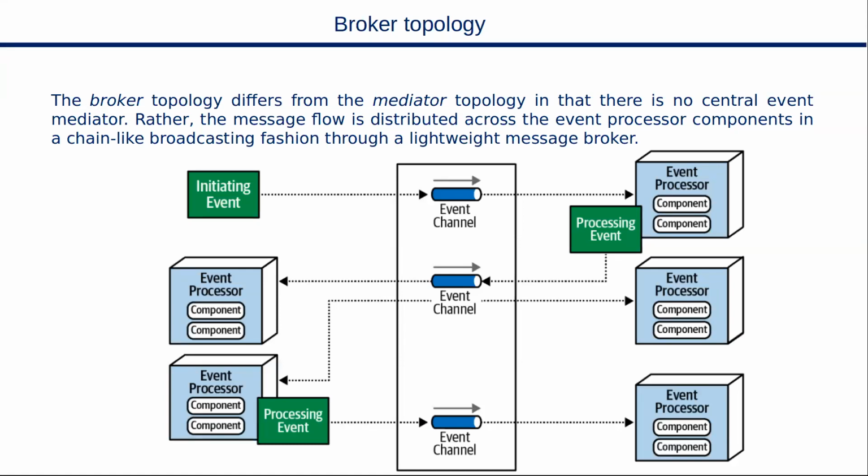What else? Generally, you can see in this image there is an initiating event. This is the initial event that starts the entire event flow. It can be a simple event like some order, but it depends mostly on the domain. We have some initial event, and the initiating event is sent to an event channel in the event broker for processing.